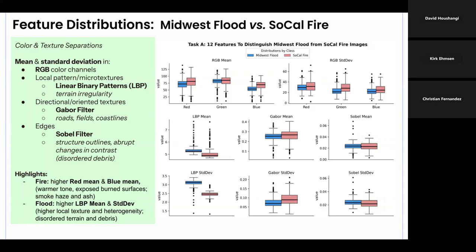And just to highlight a few of the distinctions between the classes in Task A, we see here that fire images tend to have a higher red mean and blue mean, consistent with a warmer tone or exposed burn surfaces in the case of red, or smoke, haze, and ash in the case of blue. Flood images tend to have a higher LBP mean and standard deviation, consistent with higher local texture and heterogeneity, which might be explained by degrees of disordered terrain and debris.